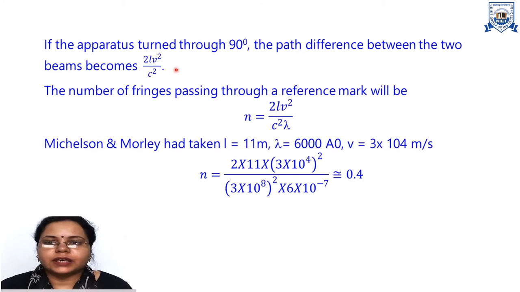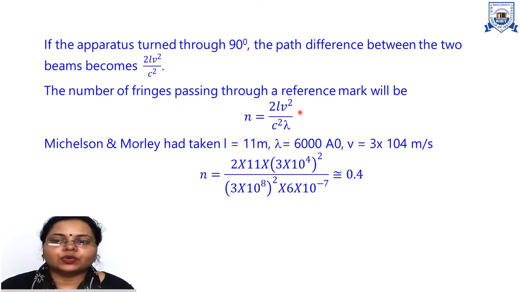So we get the number of fringes passing through our reference mark as n is equal to 2LV square upon C square lambda. In the Michelson-Morley experiment, they had taken L equal to 11 meter, where L is the distance between plate and mirrors. Lambda is equal to 6000 angstrom, the wavelength of incident light. V is equal to 3 into 10 to the power 4 meter per second. This is the velocity of earth with respect to absolute ether.